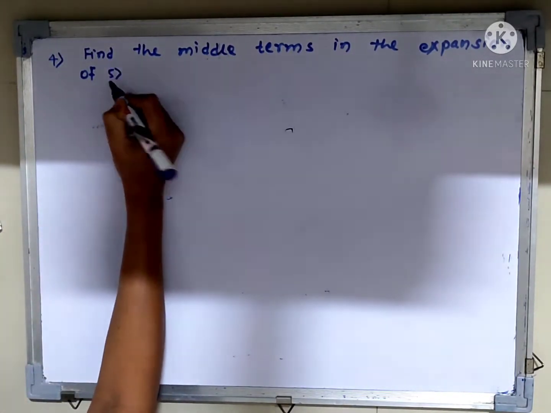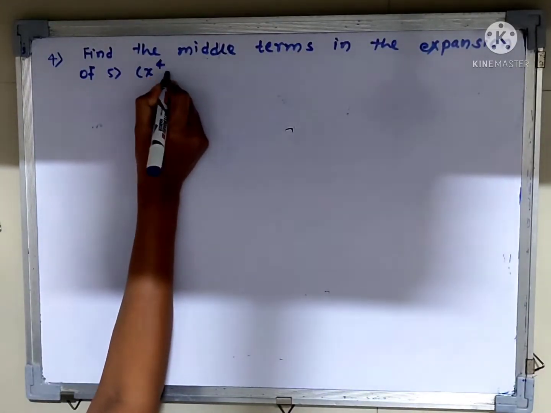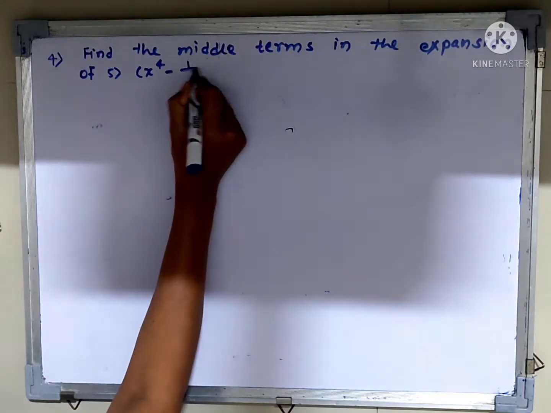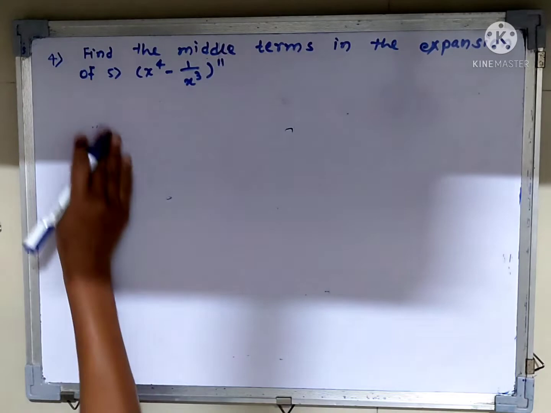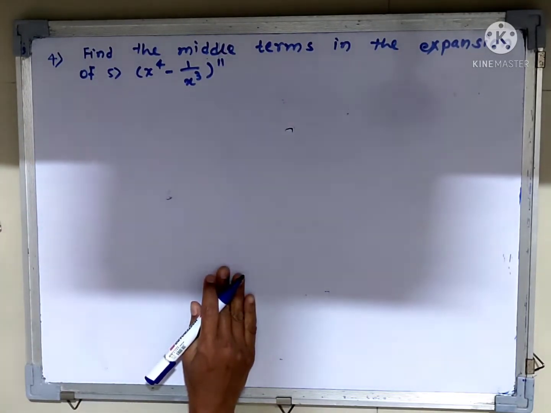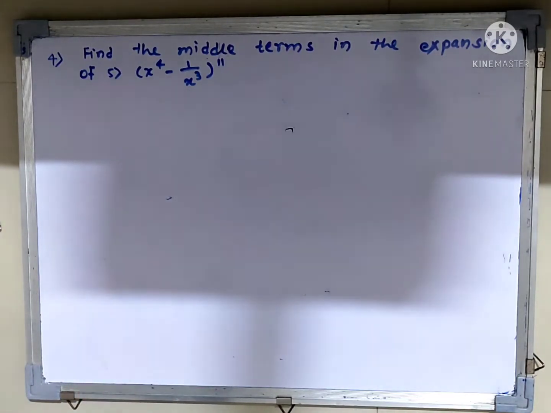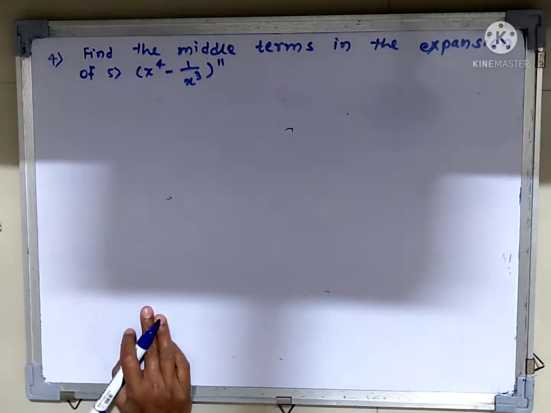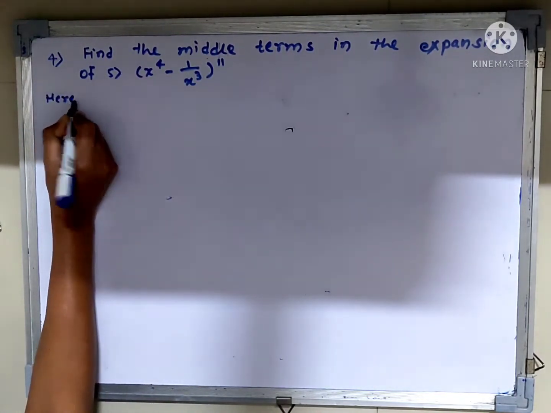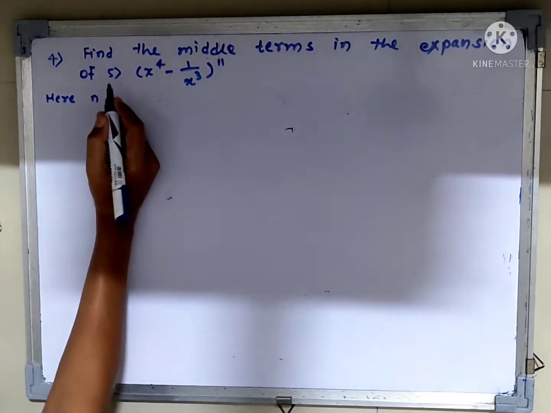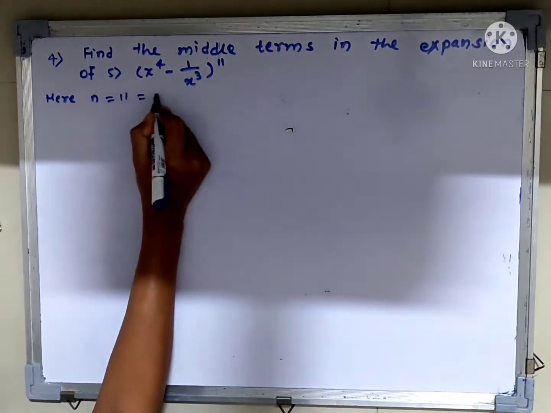Fifth example: x raised to 4 minus 1 upon x cube, raised to 11. Here n is equal to an odd number. Therefore, there are two terms which are middle terms. Here n is equal to 11, which is odd.